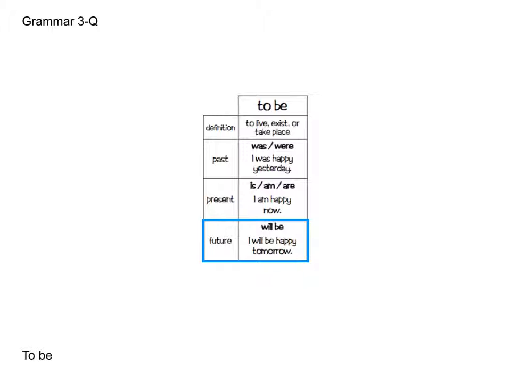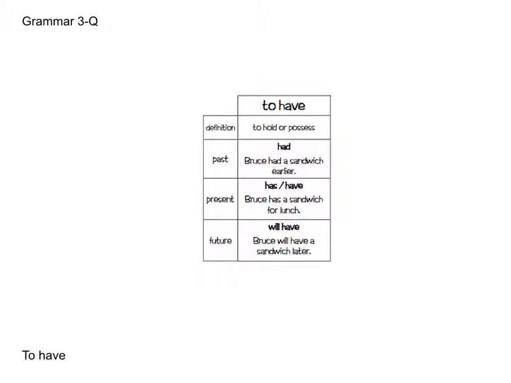And that will just be used for every type of subject, whether it's singular, plural, I, or you. Next, we'll go over to have, which has easier conjugations compared to be.